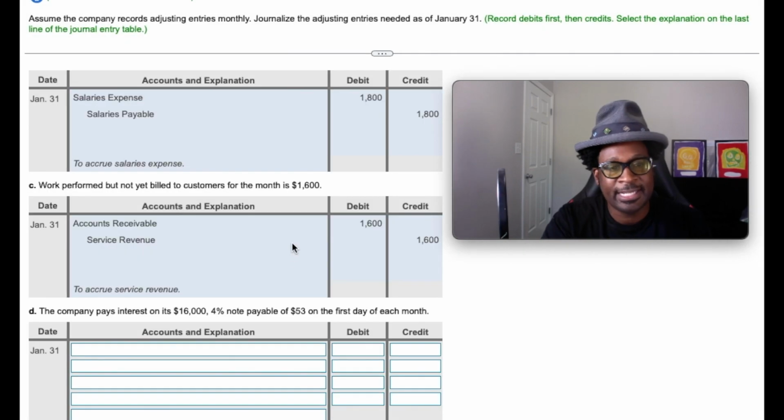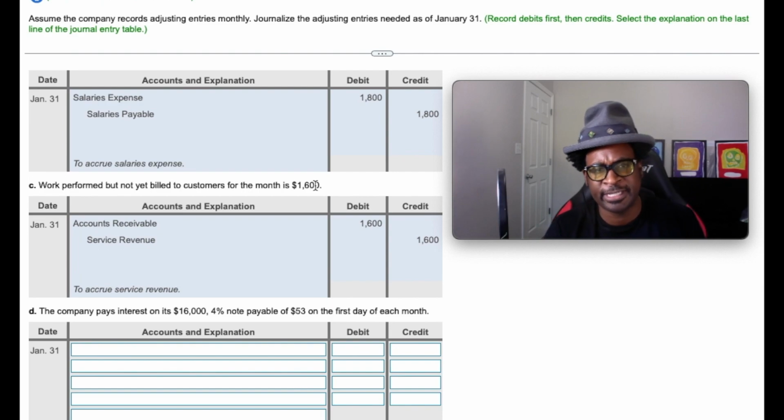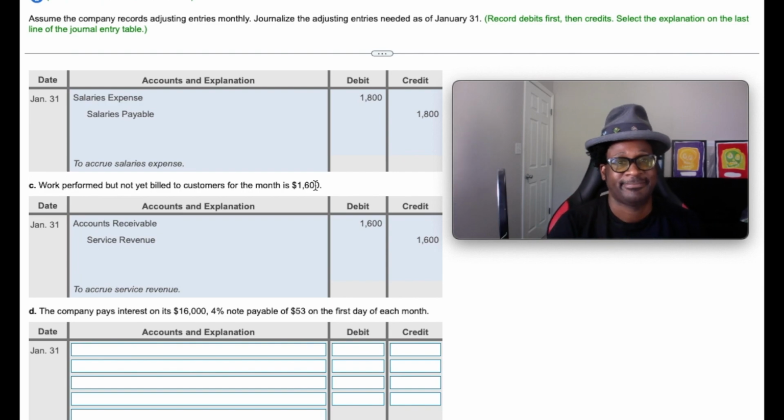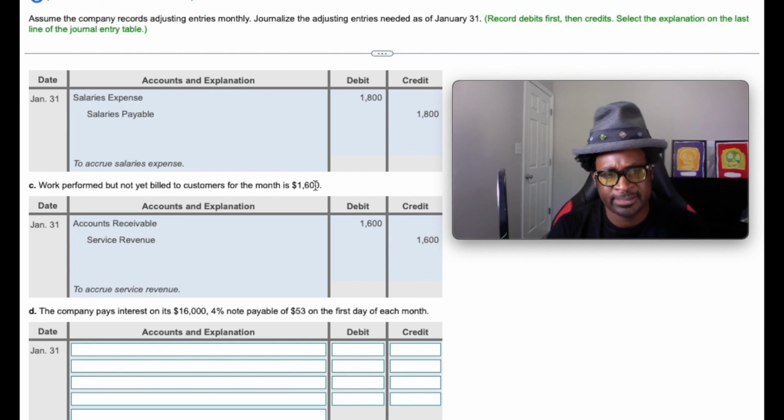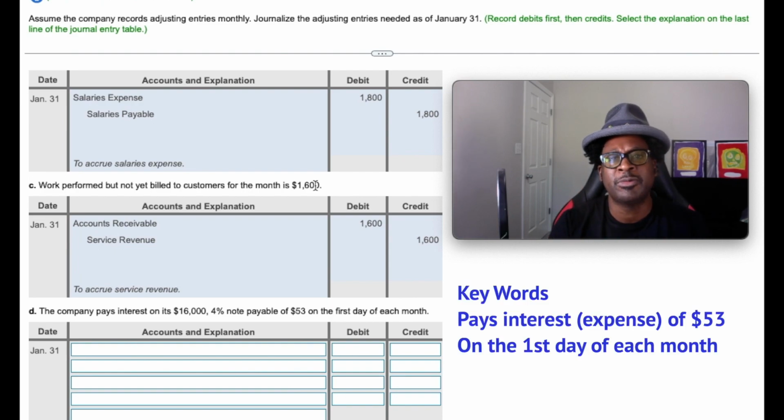Excellent job. And last but not least, the company pays interest on a $16,000 4% notes payable of $53 on the first day of each month. So, what's going on with this? The company borrowed some money by receiving a note. Note meaning a long-term liability. Since it's a note payable, it will involve interest. Since the company is paying interest, interest paid to someone else is considered an expense to the company.